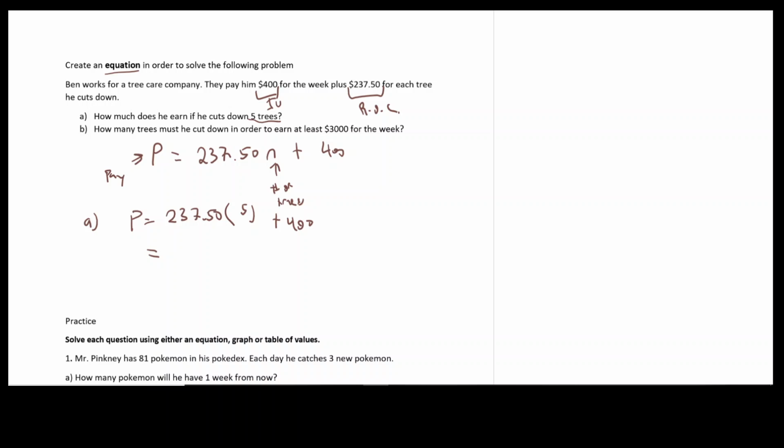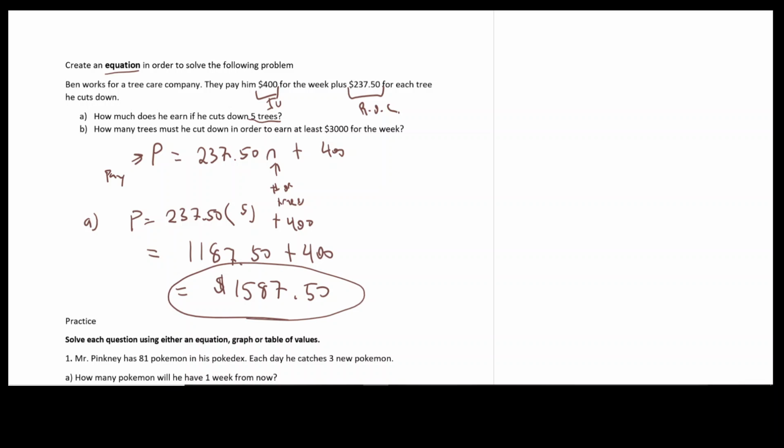And that is multiplication, so I'm going to do 237.50 times 5 is $1,187.50. And then I'm going to add the $400 that he has to start out and get that as his total pay for that week if he cuts down 5.